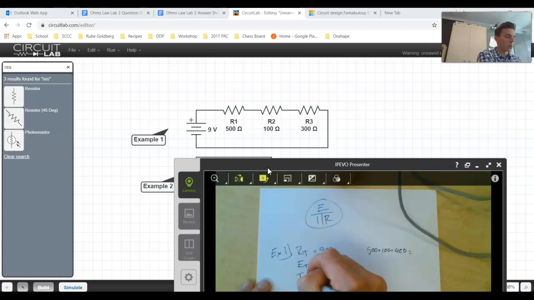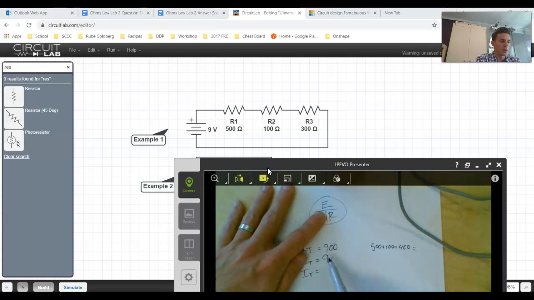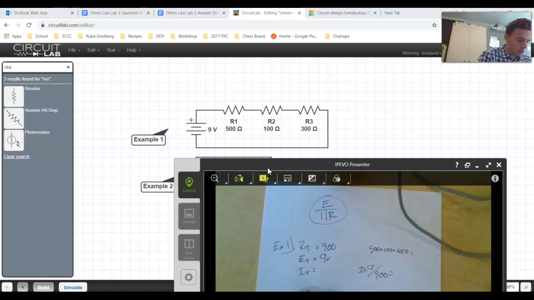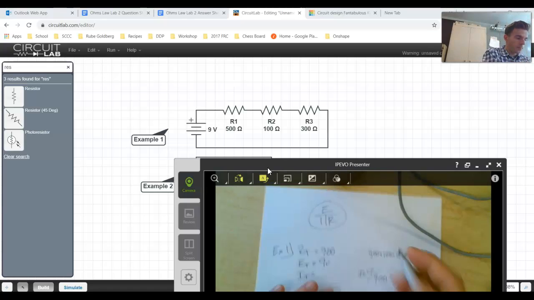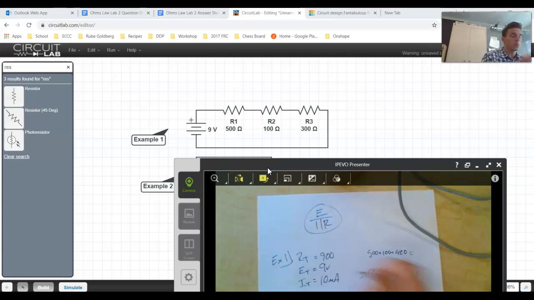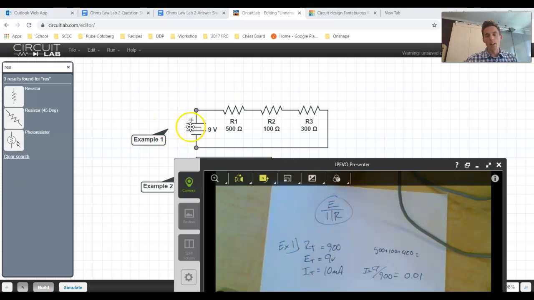And then my I total, that's the question right now, right? So we're looking for I, we cover up I, it is voltage divided by resistance. So I is equal to 9 divided by 900, which should be like 0.01, I think. Yeah, 0.01 or 10 milliamps.